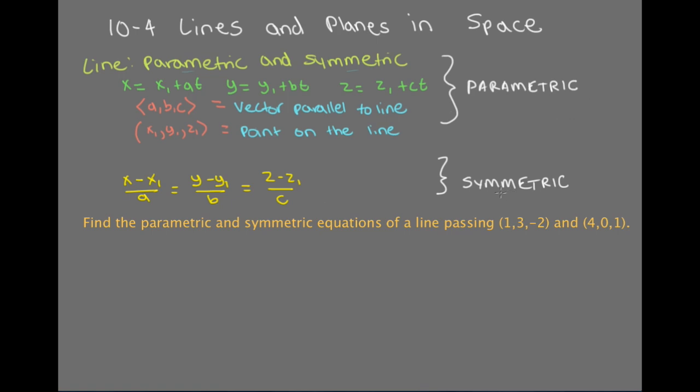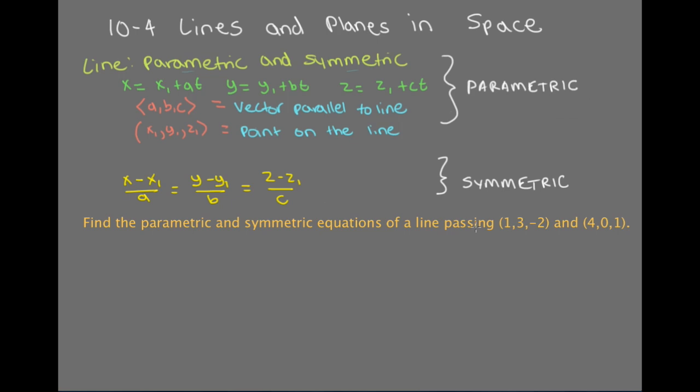And then we basically derive the symmetric equation from the parametric equations, and how we do that is we just solve for t. So we just do x, we move x1 to this side, and we divide the whole thing by a. Same thing with y, and same thing with z. We set them all equal to each other, and that's how we get the symmetric form of a line in space. So let's try an example.